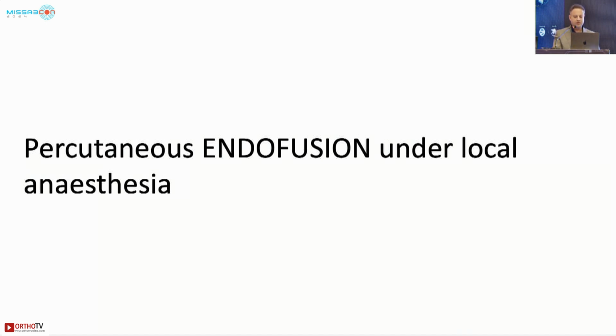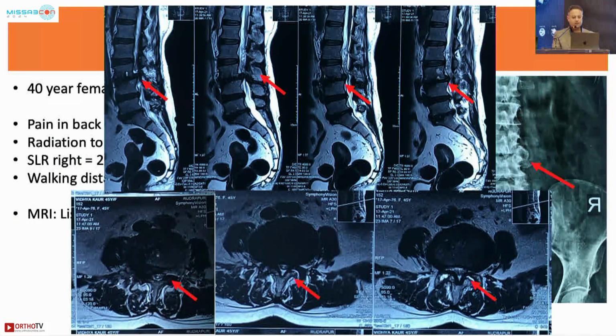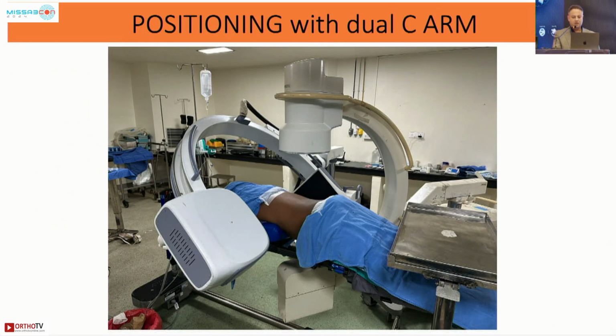cases under local anesthesia. So this is a case, 40-year-old female with pain in the back, radiation to both the lower limbs, walking distance is 30 meters, and a listhesis and stenosis. And you can see these are the MRI pictures. And this is how we position the patient. We started now using dual C-arm, which saves us time.